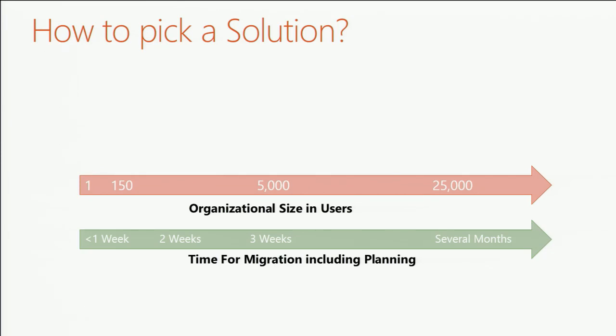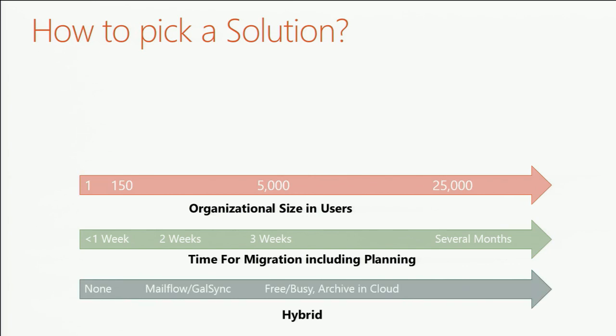As the time to migrate increases, the need for coexistence increases, meaning during migration, some mailboxes are going to be on-premise and some mailboxes are going to be in the cloud. And so in this split environment, you need features to work across this coexistence environment.